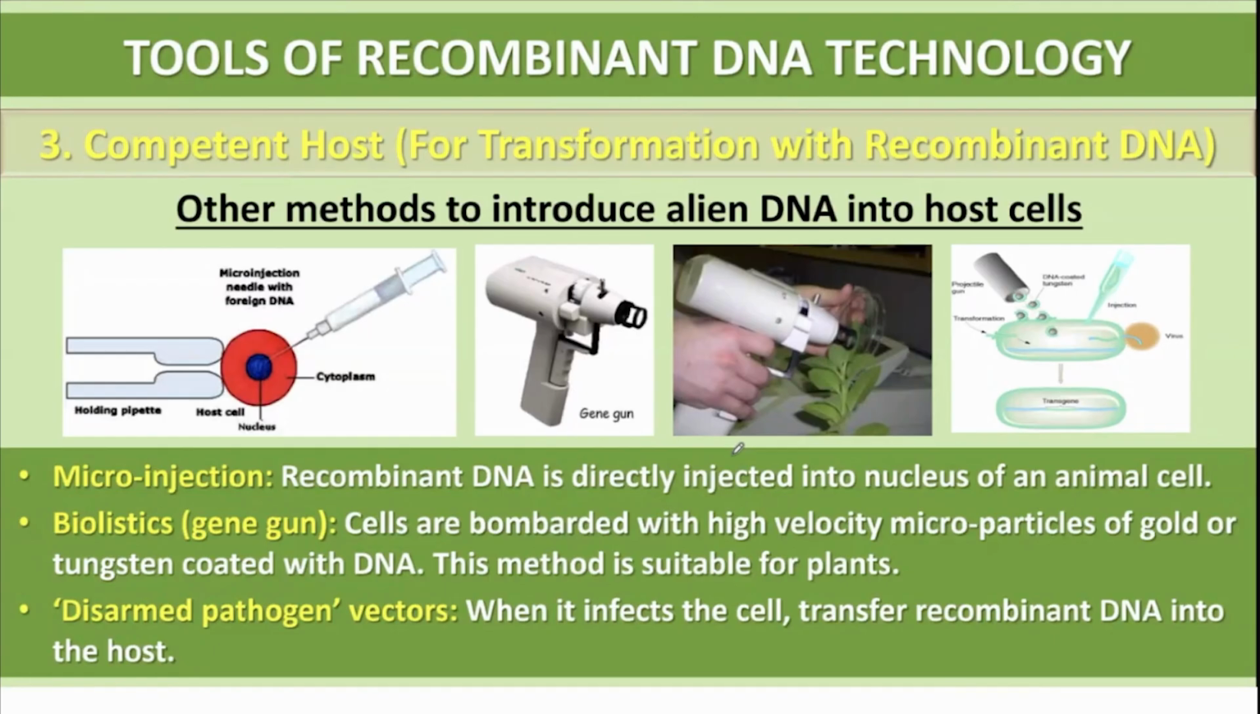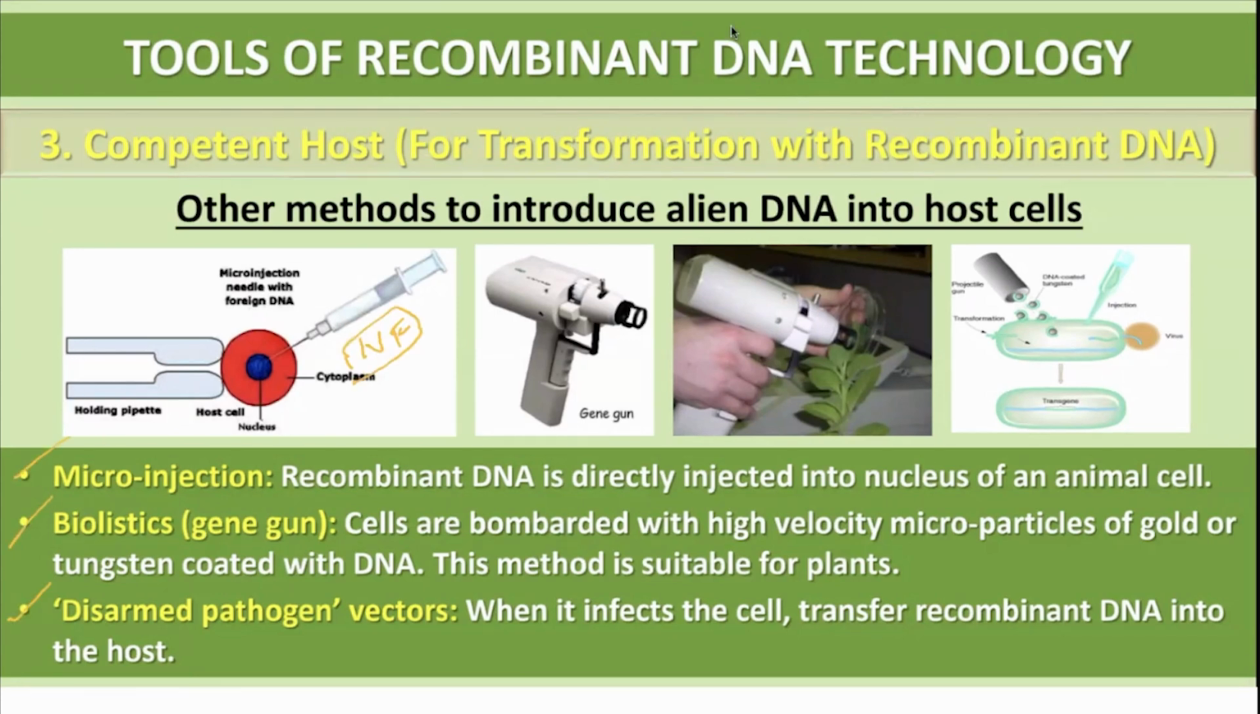Now another thing is other methods to introduce the DNA into the host. Transformation is one method that was used to transfer the gene of interest into the cell. There are other methods as well. One is micro-injection, one is ballistic gun or gene gun, and a third is disarmed pathogen vectors.